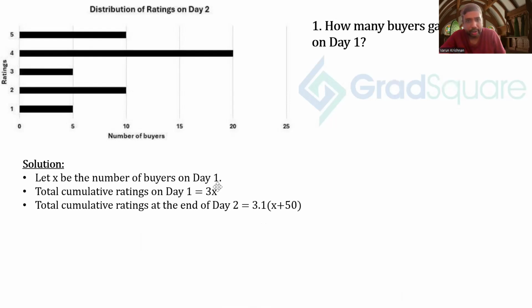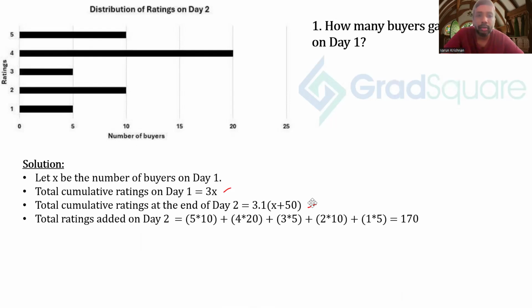Which means if I subtract these two, if I subtract this from this, then I will get the sum of all the ratings given on day 2 only, right? And that is the equation that we can form.